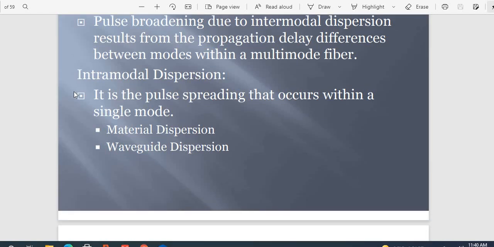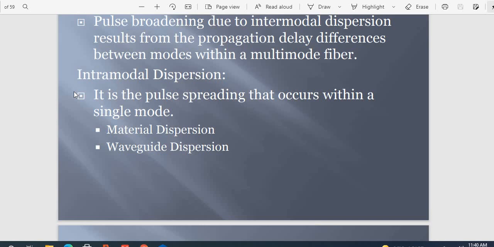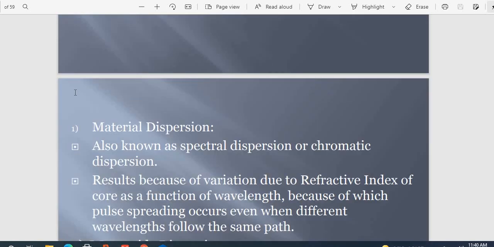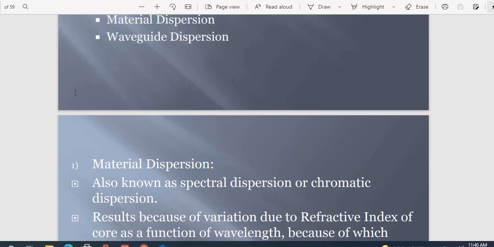Next part is about dispersion. We have seen what things this consists of. Next, after the dispersion losses, we are going to see the two types of dispersion. As we said, it is about material dispersion, right? Here we have material and waveguide.